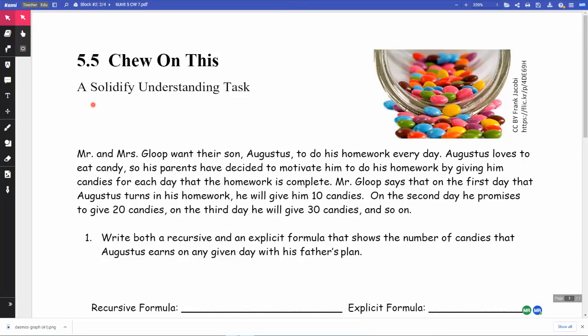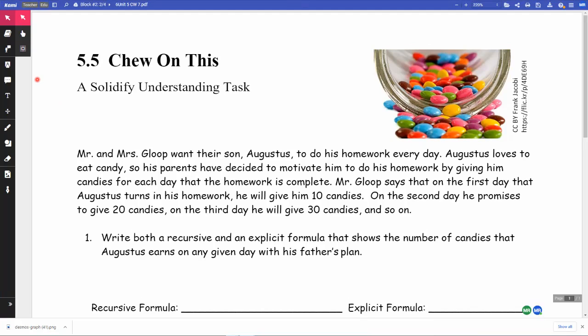So this video is for the Unit 5 classwork, number 7, called Chew on This. What we learned today was how to write our arithmetic and geometric sequences, both the recursive and explicit formulas, using a different format, a sub n. I'm also going to teach us how to type on Cami using some of the shortcuts, okay?